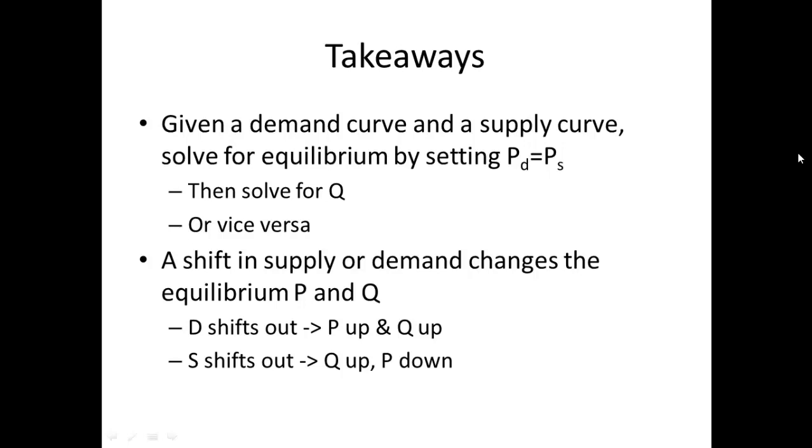Second point, a shift in supply or demand changes the equilibrium price and quantity. So for example, as we saw here, when demand shifts out, the price goes up and the quantity goes up. When supply shifts out, which we didn't see, but you could work that out, you'd see that the quantity would go up, but the equilibrium price would go down.